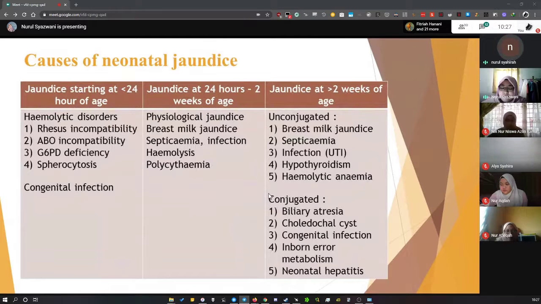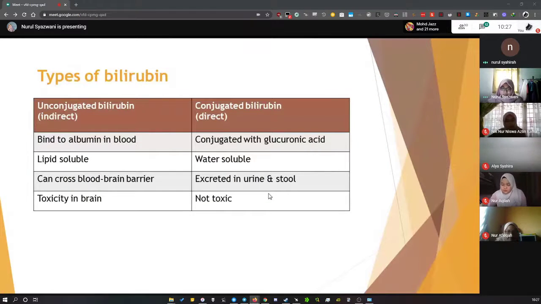Okay, so for the types of bilirubin, previous slide. Okay, so this is the types of bilirubin. We have two types. We have unconjugated bilirubin and conjugated bilirubin.